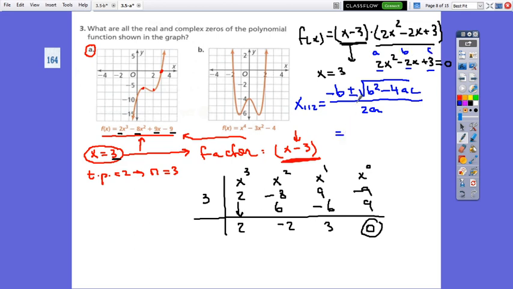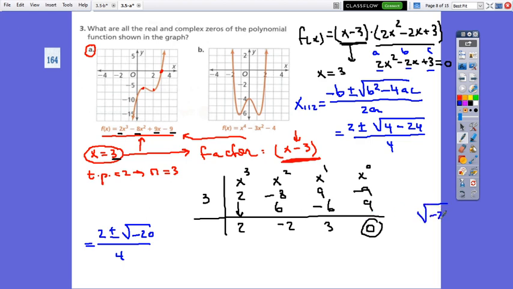So it will be equals negative b, negative negative 2, it's 2, plus or minus square root, b squared is negative 2 squared, which is 4, negative 4 times 2, negative 8, negative 8 times 3, negative 24, all over 2a is 2 times 2, 4. And this I will get to its simplest form. I will continue writing here. So it will be 2 plus or minus square root of 4 minus 24 is negative 20, all over 4.